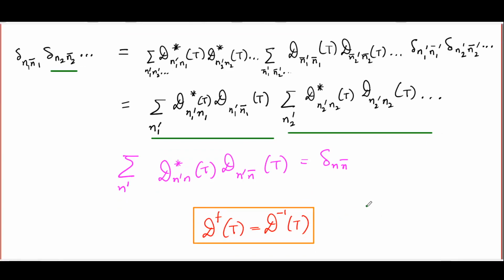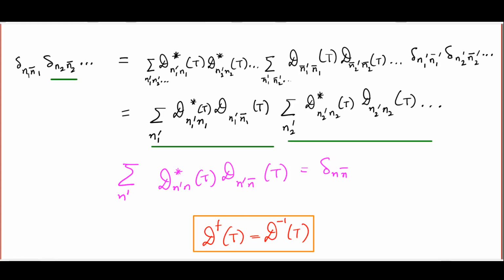This is of course nothing but the statement that the product of D dagger, the matrix, and D must be the identity matrix. And therefore our conclusion is the representation matrices curly D for an internal symmetry must be unitary matrices. So curly D dagger of T must be curly D inverse of T.